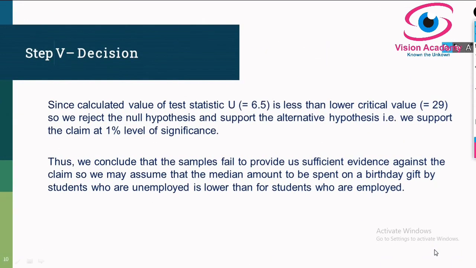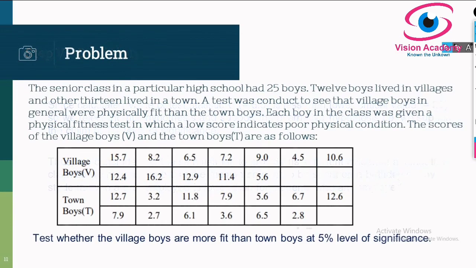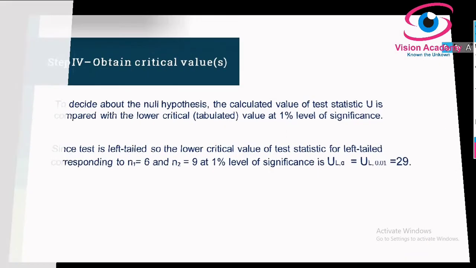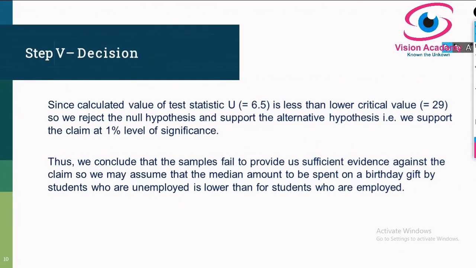Now let us take a decision. The calculated value of test statistic U is 6.5, and the critical value is 29. So U is lesser than the lower critical value 29, so we reject the null hypothesis. Since our tested value is less than the critical value, we reject the null hypothesis and support the alternative hypothesis at 1% level of significance. So we conclude that the samples provide sufficient evidence to support the claim.